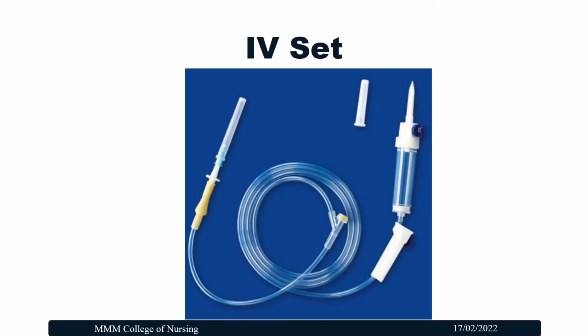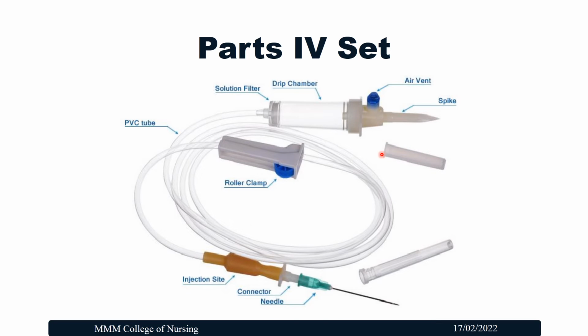IV tubings help to administer a large amount of fluid from the sterile IV fluid containers or medications. Also, they help to administer the fluid rapidly or in a controlled manner according to the need of the patient. The IV set has different parts, that is the spike, which helps to connect the IV set with the IV bottle or IV bag.